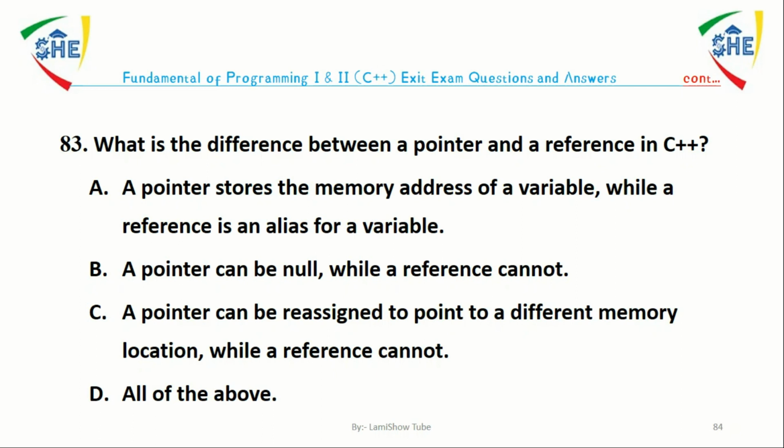The answer is D. The difference between a pointer and a reference in C++ is that a pointer stores a memory address of a variable, while a reference is an alias for a variable. Additionally, a pointer can be null and can be reassigned to point to a different memory location, while a reference cannot.